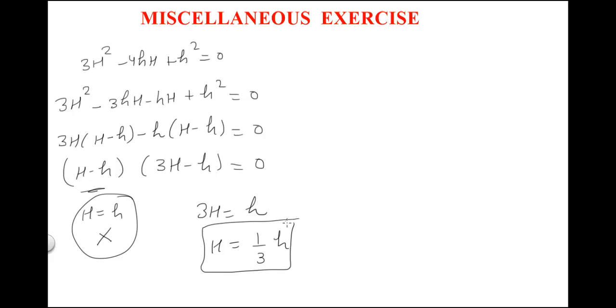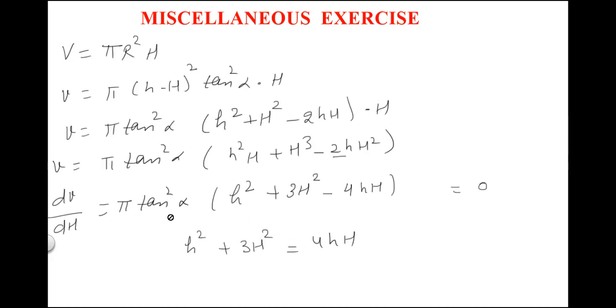Now, using the second order derivative, we also have to prove the volume of the cylinder is maximum. So what is the first order derivative that we are getting? We are getting this as the first order derivative.